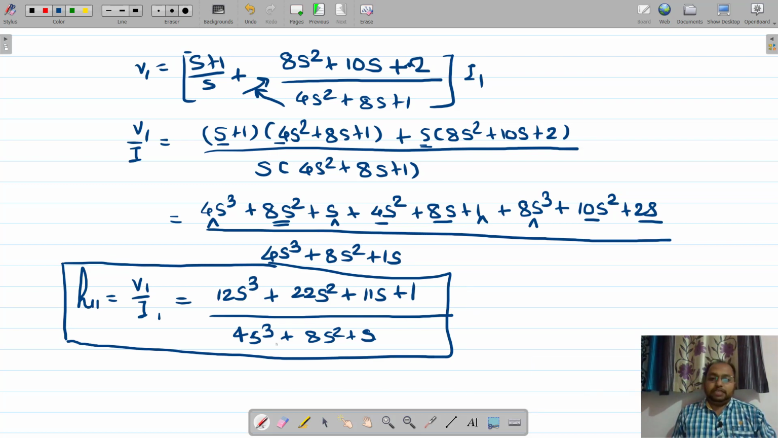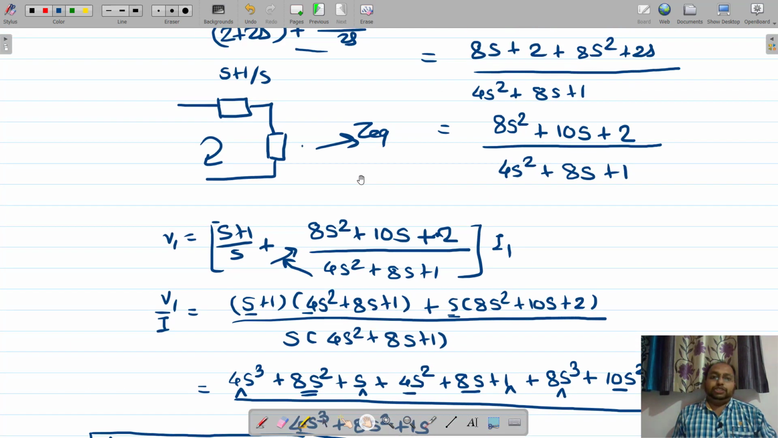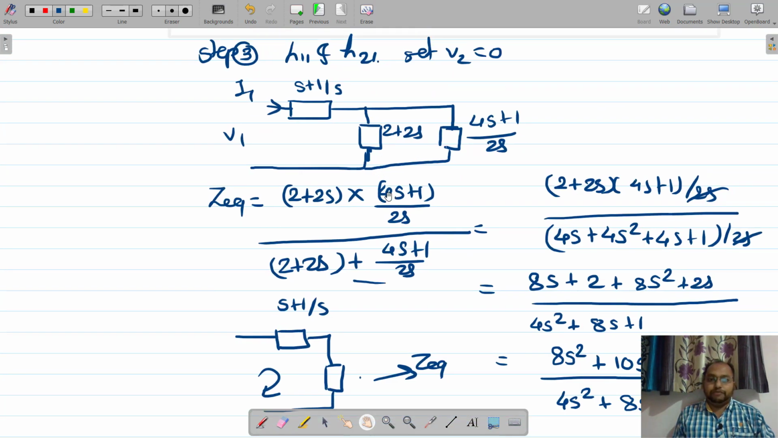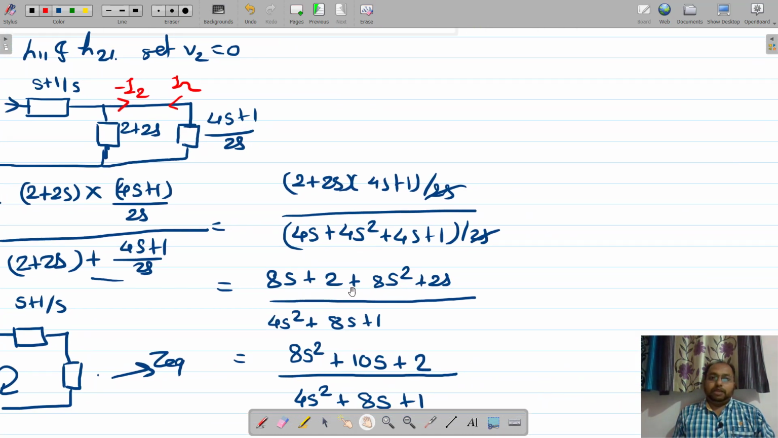Okay, now let us find out the other parameter, that is H21. In order to find that, we need to find the current, so let us go for the current division rule. Let me write it over here.